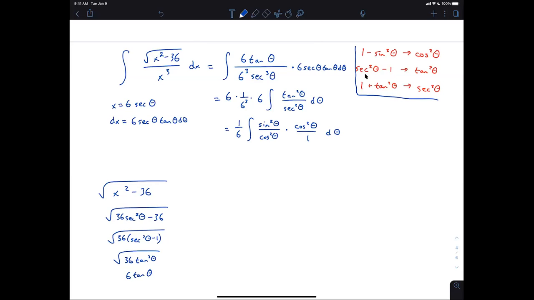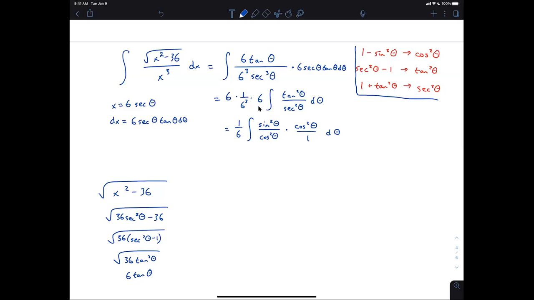Okay. And then where did the 1 over 6 cubed come from? That came from here, because when I plug in for the x to the third, you plug in what x was to begin with. So that was 6 to the third, secant to the third. And then I pulled out the 6 from the top, I pulled out the 6 to the third from the bottom, and I pulled out the 6 from the end and got it to there. Does that make sense? Okay.